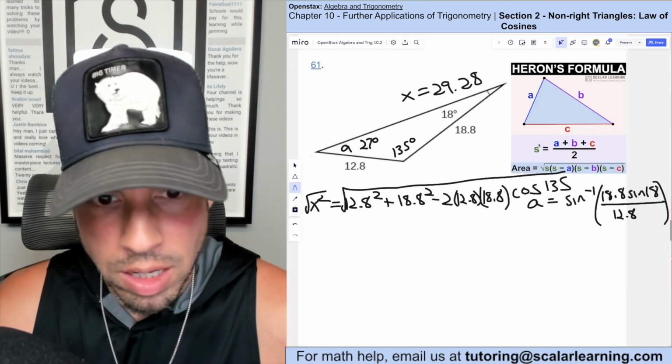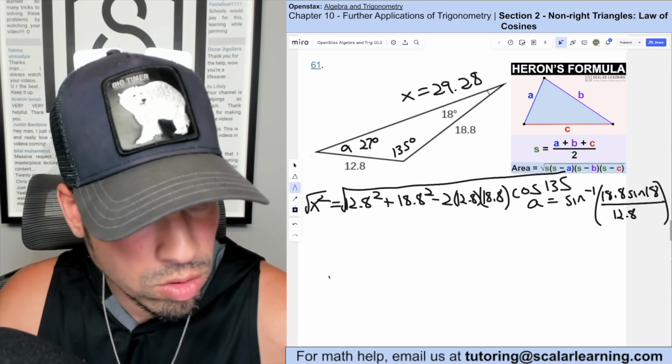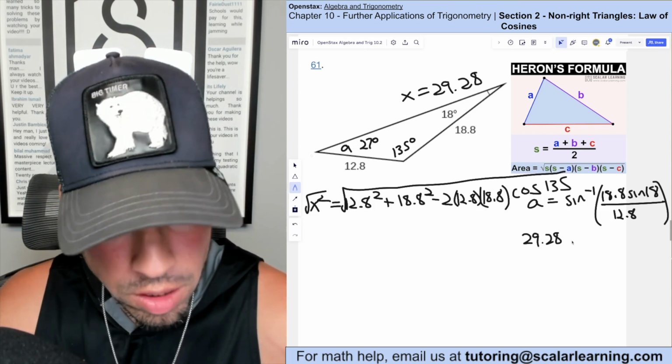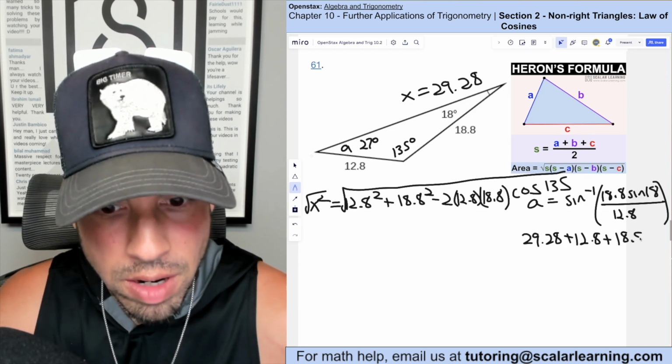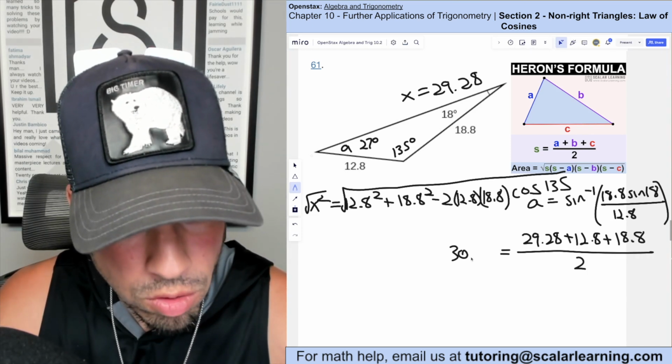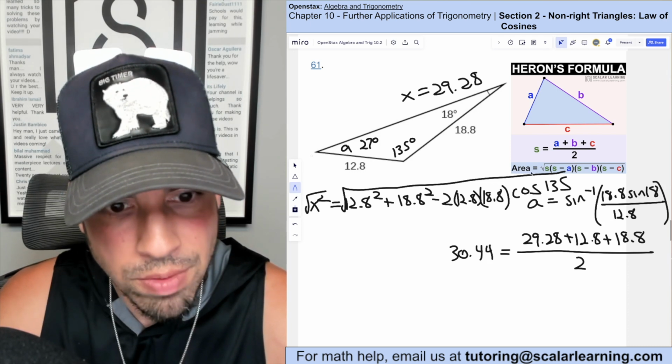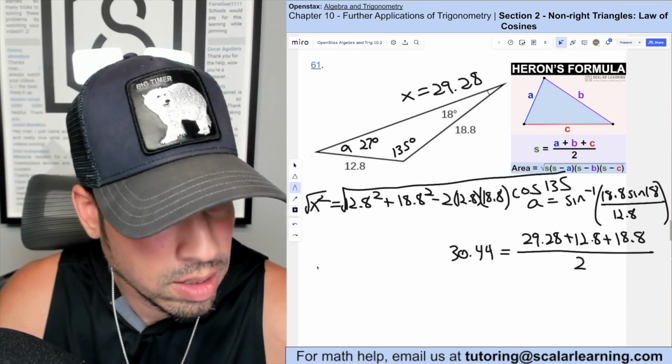And now we have all three sides, now we can use Heron's formula, so let's do that now. So taking those three sides, we can first calculate the s value by adding them up and then dividing by 2. And that gives us 30.44. So that's my s value. Now let's plug it into the formula and let's see what we get.